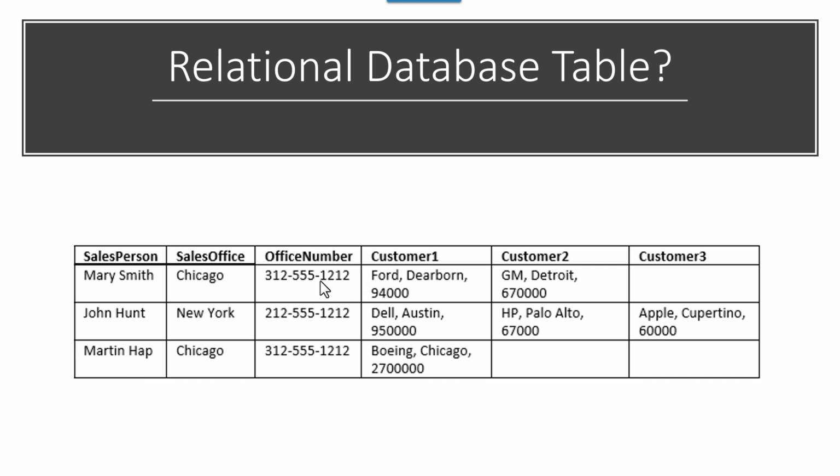However, I think where we're going to run into issues is that if you look at the various customer fields, there's values that are separated by commas. And so these really aren't atomic. So I got Ford, which looks like a customer. Dearborn is a city. And then the 94,000 is probably like sales or something. And you can see that again with Dell and being in Austin or Boeing in Chicago. So in my mind, this is not a relational table because it fails on the atomic value aspect of the rule.